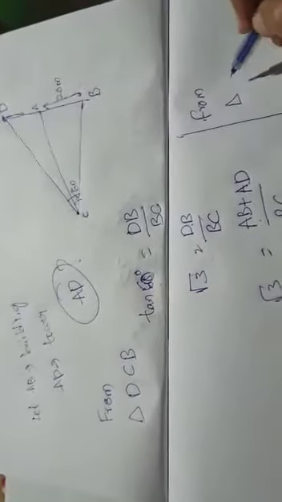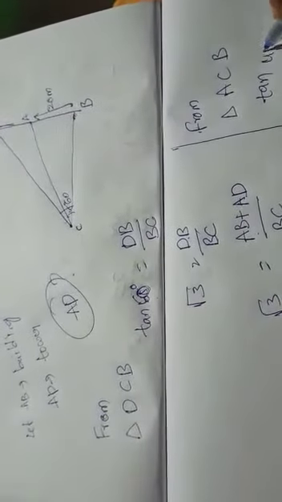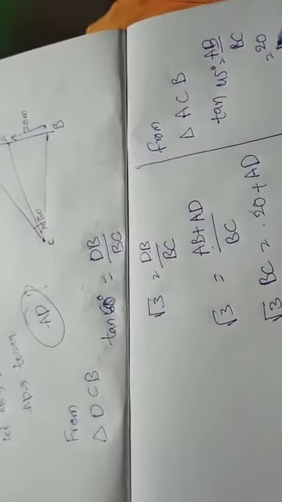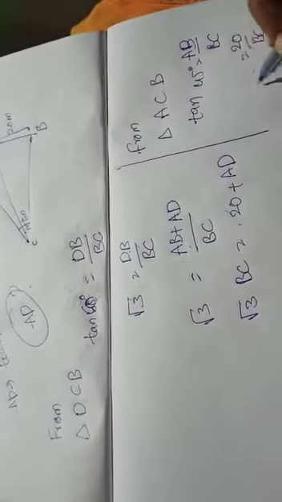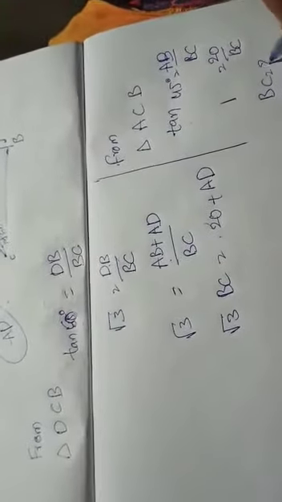Next, tan 45 degrees. From triangle ACB, tan 45 degrees equals the opposite side AB by the adjacent side BC. We know AB equals 20 meters, we don't know BC. Tan 45 degrees equals 1. Here BC equals 20 meters.